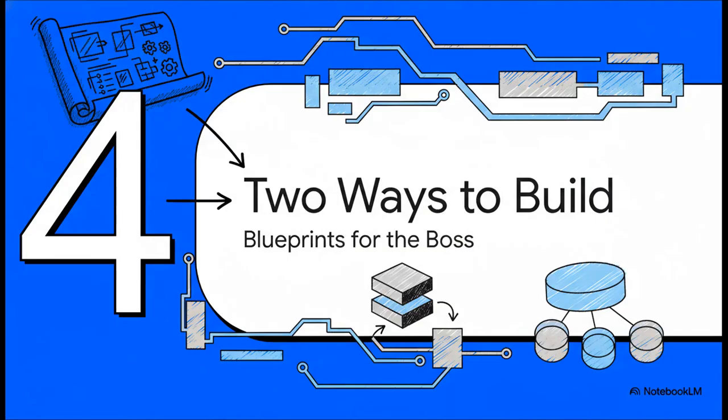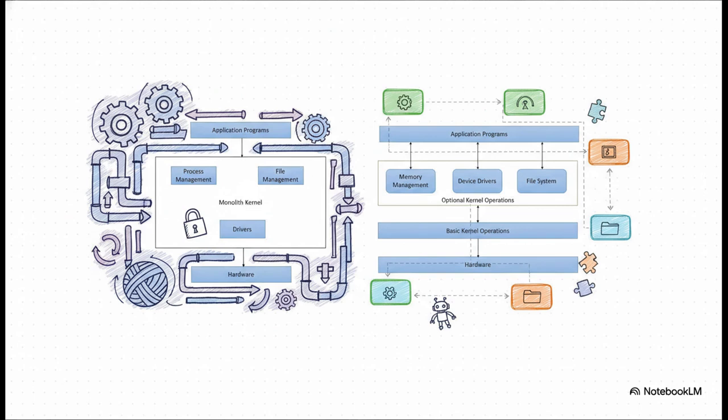Okay, we've hammered out what the OS does. Let's switch gears for a minute and talk about how it's actually built. Because for your exam, you'll probably need to know the two main blueprints, or architectures, for an operating system. So there are basically two schools of thought here.